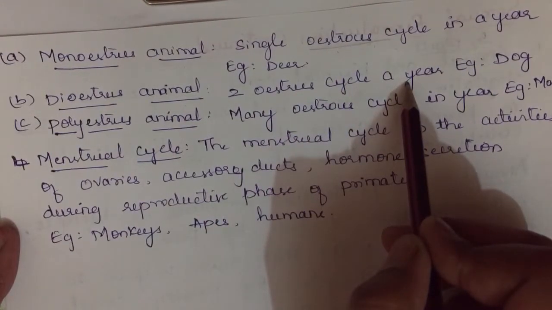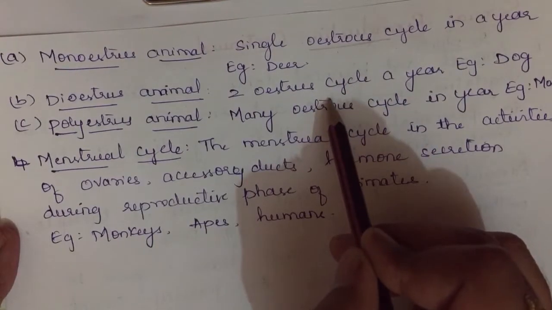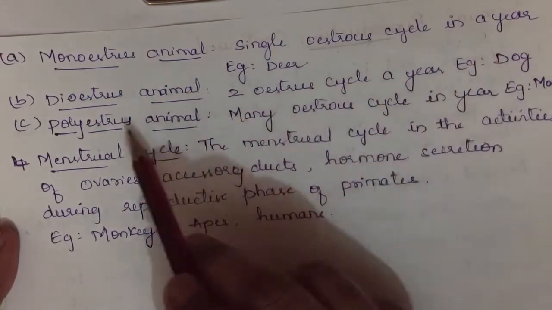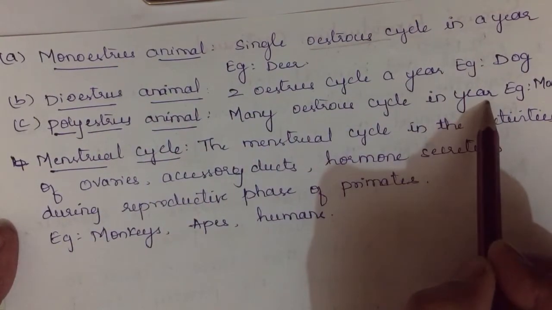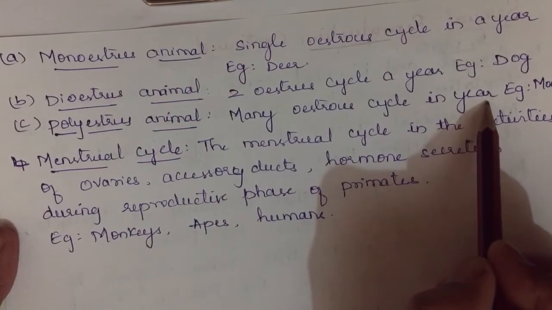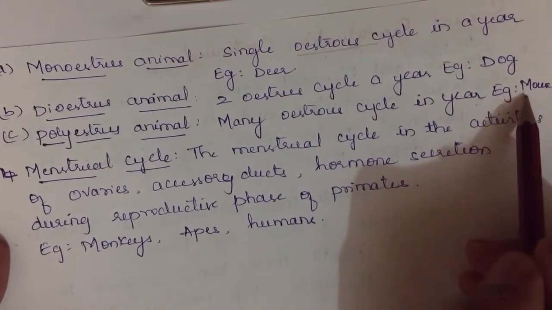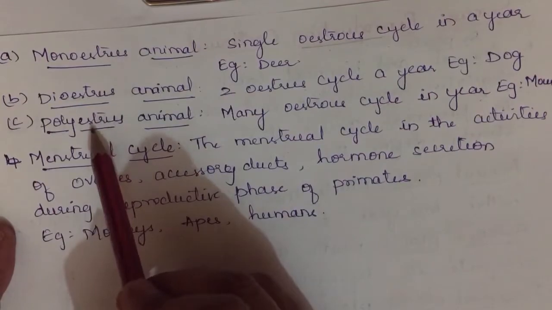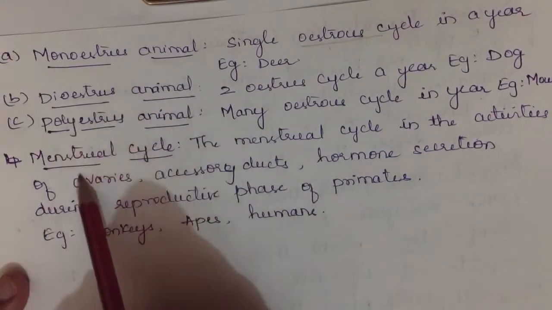Diestrous animal: 2 estrous cycles a year. The animals which have 2 estrous cycles are able to reproduce 2 times in a year. Example, dog. Polyestrous animal: many estrous cycles in a year, which means these organisms are able to reproduce many times in a year. Example, mouse. These are the 3 different types of estrous cycle, which is helpful for your entrance, not for your theory.